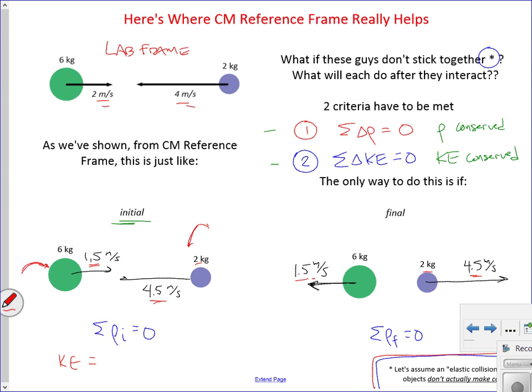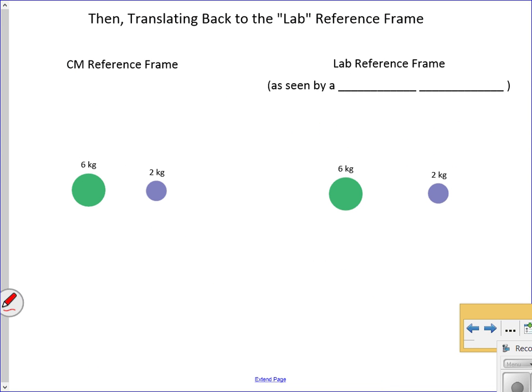Okay? Now, the last little step here is, again, here's our center of mass reference frame. This thing, 1.5 meters per second this way. This thing, 4.5 meters per second that way. What we'd like to be able to do is talk about this in the standard, what we call lab reference frame, or what some people would say is as seen by a stationary observer. What are these objects actually doing?